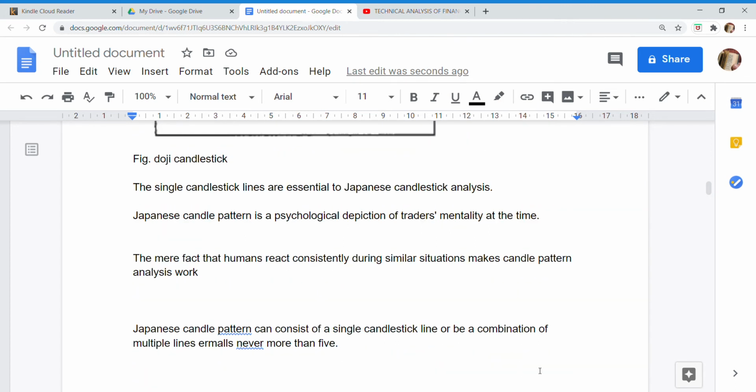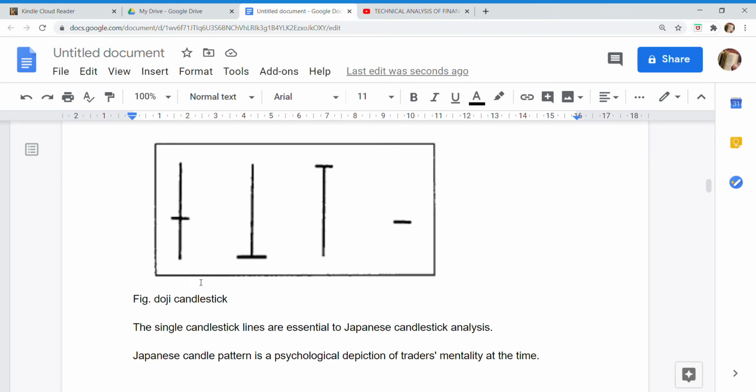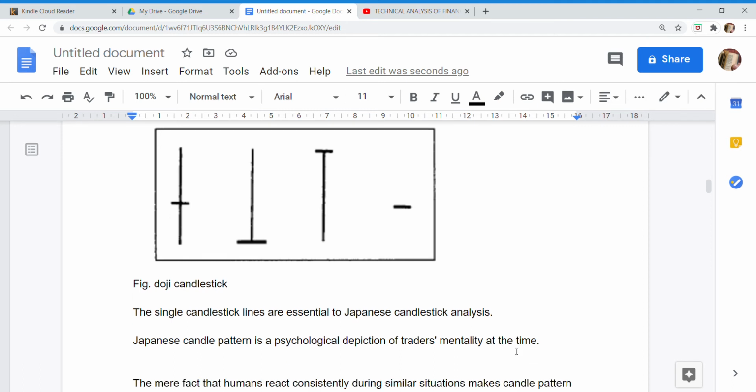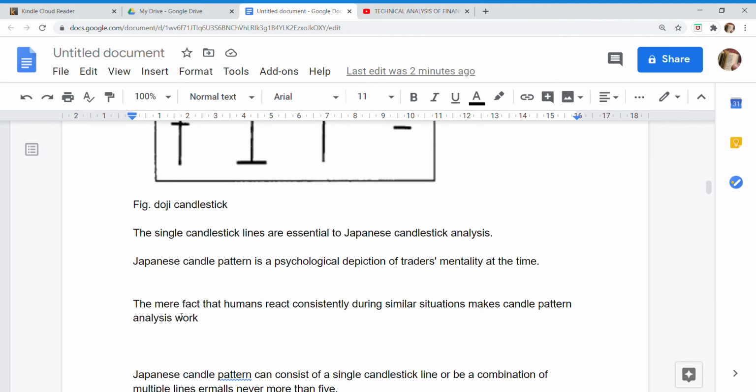This is a doji candlestick. The single candlestick lines are essential to Japanese candlestick analysis. A Japanese candle pattern is a psychological depiction of traders' mentality at the time. The mere fact that humans react consistently during similar situations makes candle pattern analysis work.